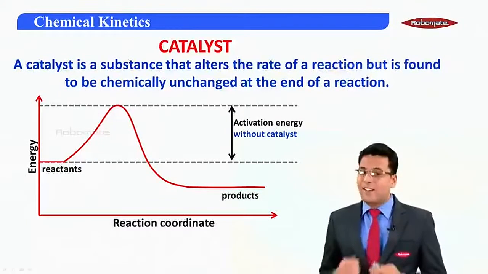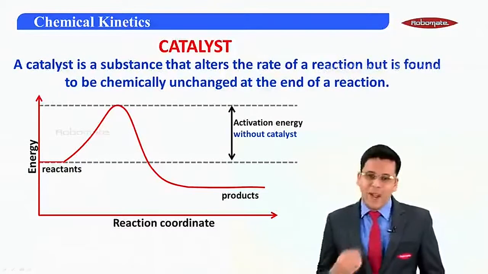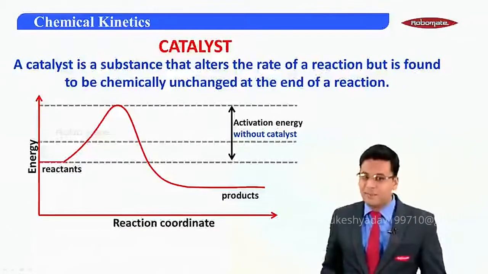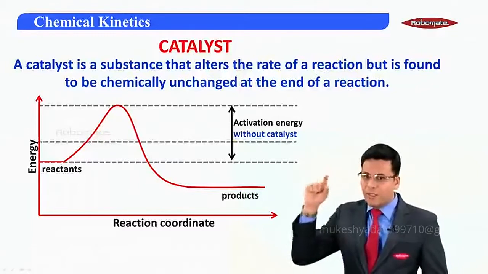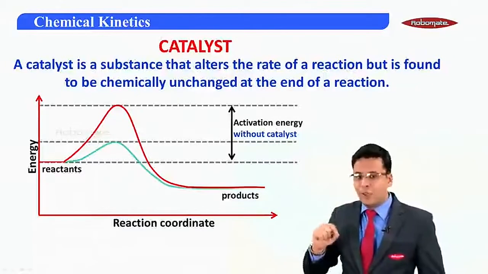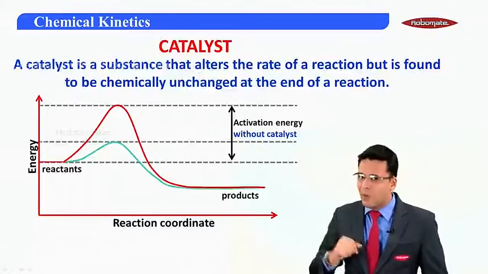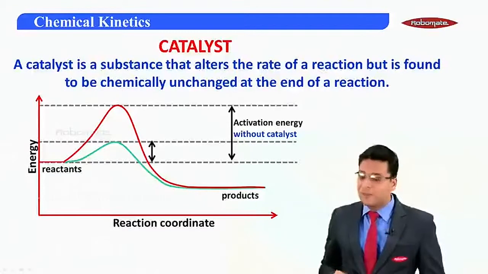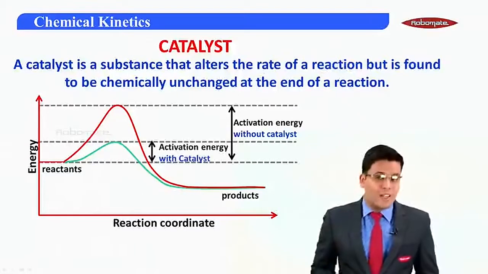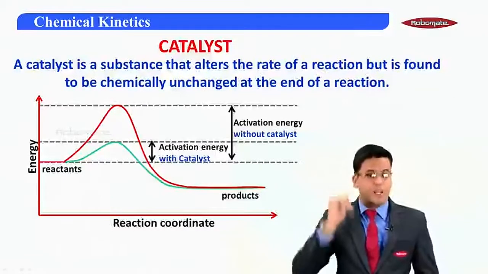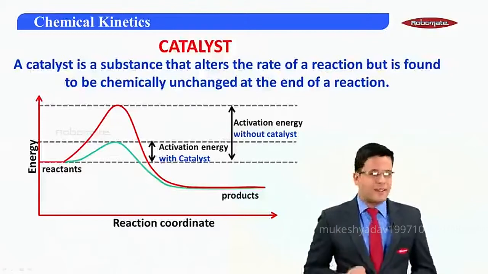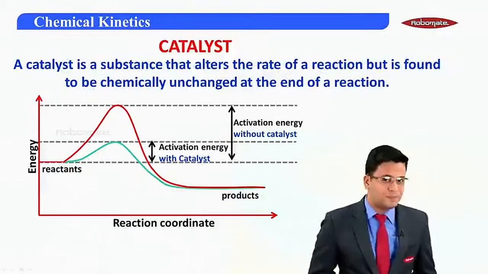Now what a catalyst does is that when you add it, it drops this activation energy. So now you can see this is the new energy profile diagram, the green one, and this new differential, the smaller difference, is nothing but the activation energy with a catalyst. A catalyst has dropped this activation energy for the reaction. Because of this, the reaction becomes faster.